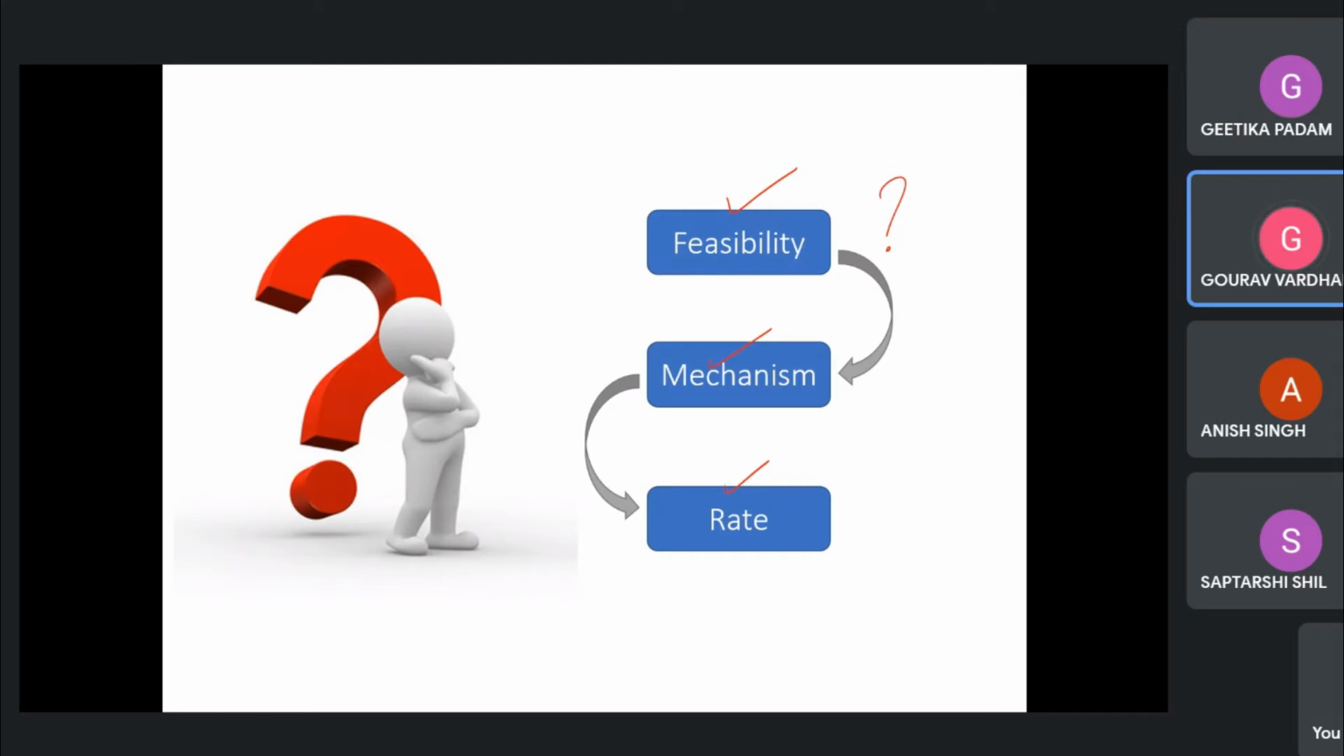That is the rate. So what are the topics in chemistry or physics, what are the topics in the basic science that can help you to arrive at the answer of these questions?